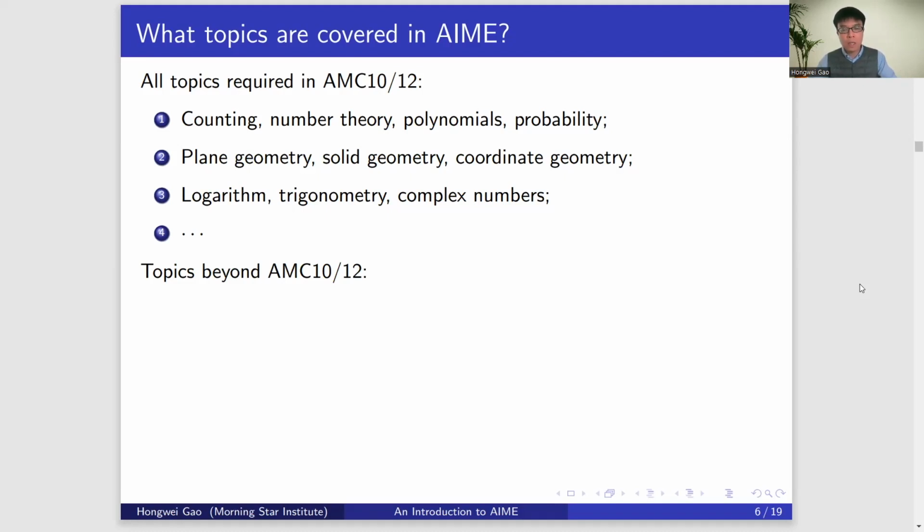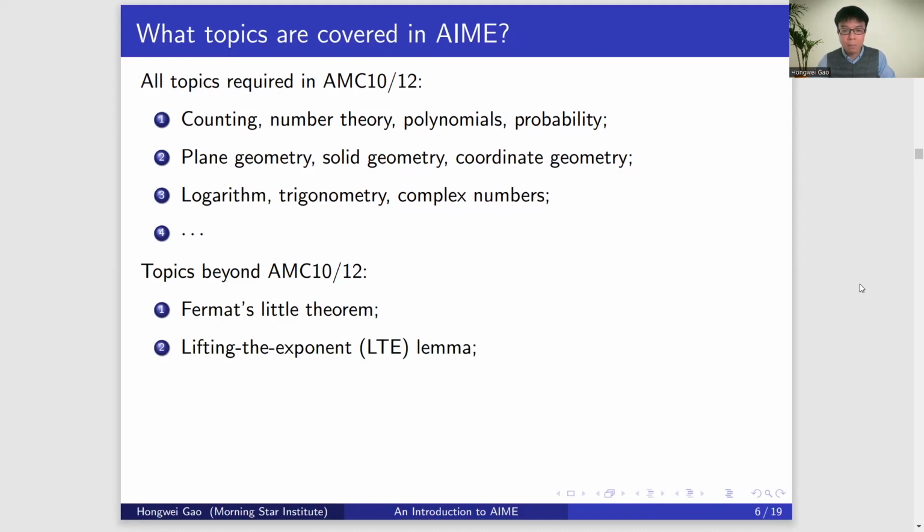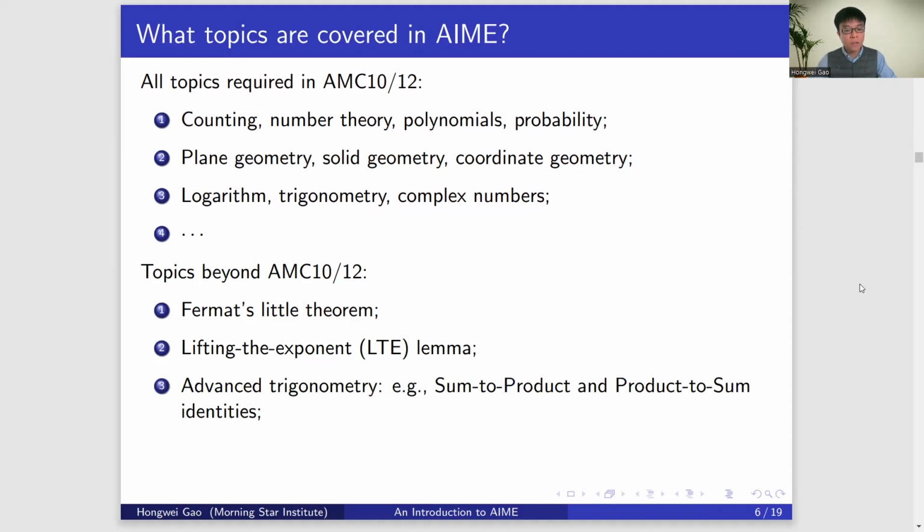Let me just take some examples based on the past AIME tests. For example, Fermat's little theorem and the lifting the exponent lemma are advanced number theory. Also, we have advanced trigonometry, for example, sum-to-product and product-to-sum identities.